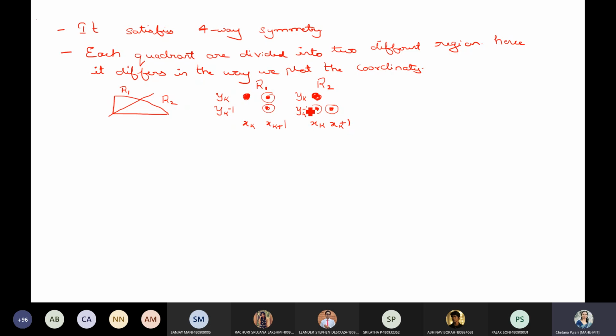Okay. So the way we are proceeding with respect to each region varies. Here you are calculating whether you have to select yk or yk minus 1, whereas in region 2 you want to decide whether you have to go ahead with xk or xk plus 1. So let's write with respect to each region.